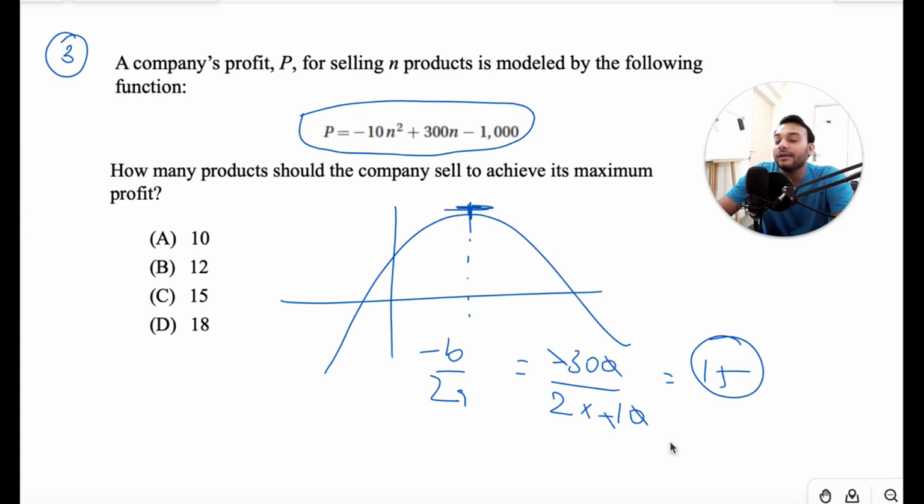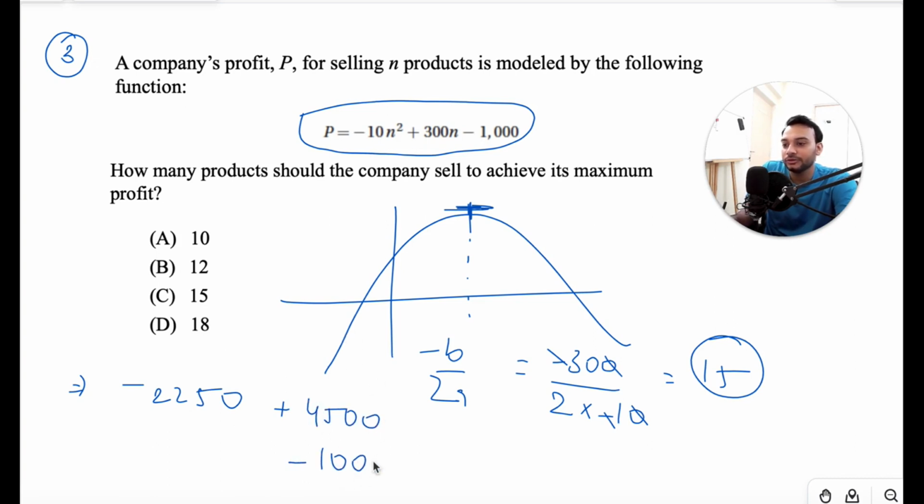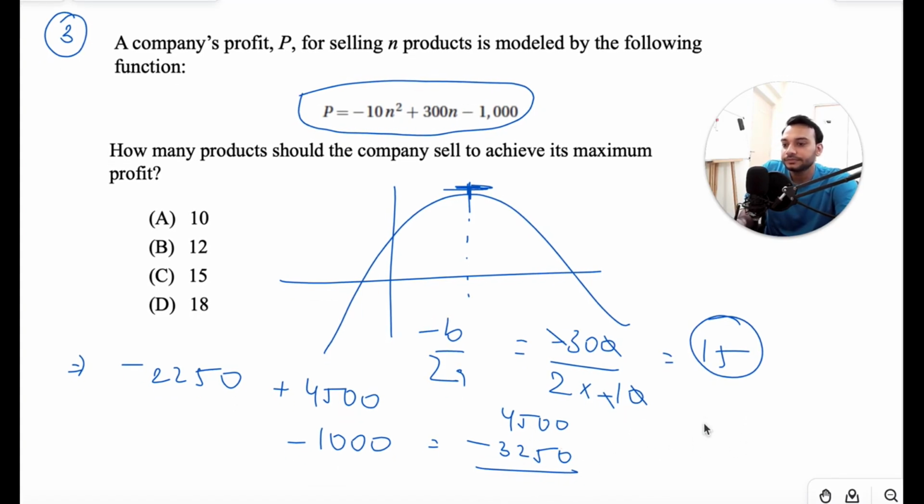And if we are asked how much is that profit, you can straight away see negative 10 n squared, 15 squared is 225, so negative 2250, plus 15 times 300 is 4500, that is 300n, minus 1000. That means 4500 minus 3250. That's going to be $1250. That's the maximum profit this company is going to make on selling 15 products.